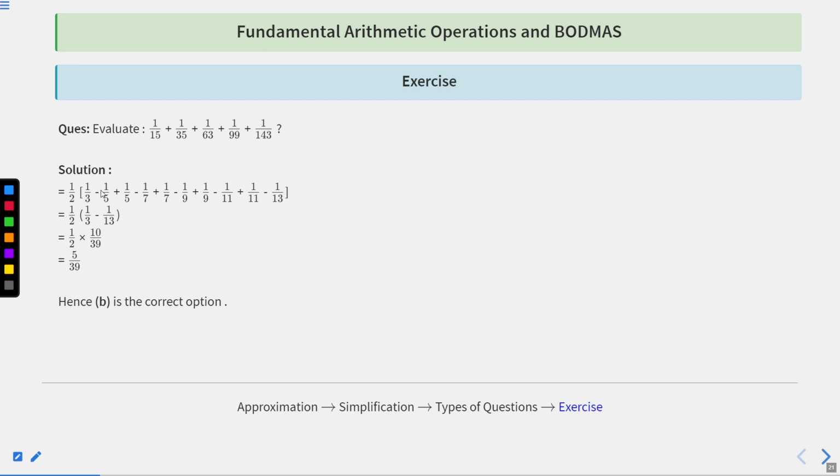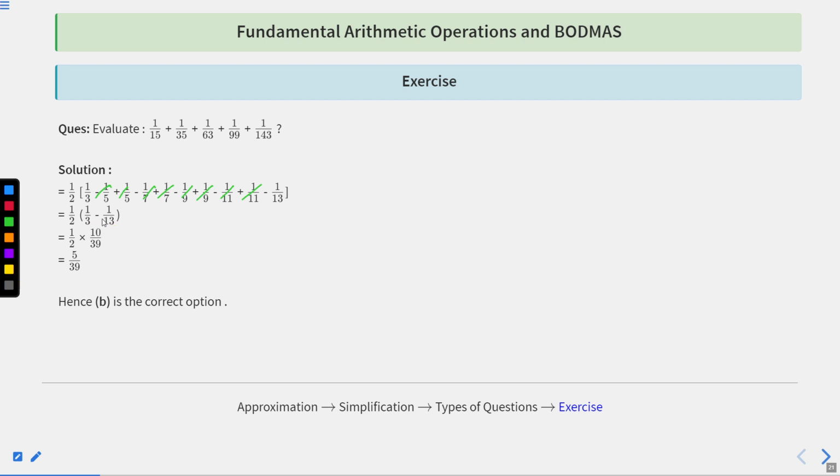So we will have 1 by 2 times (1 by 3 minus 1 by 5 plus 1 by 5 minus 1 by 7 plus 1 by 7 minus 1 by 9 plus 1 by 9 minus 1 upon 11 plus 1 by 11 minus 1 upon 13). Here this and this get cancelled, this and this get cancelled, this and this get cancelled, and this and this are also going to get cancelled. So we will be left with 1 upon 2 times (1 upon 3 minus 1 upon 13).